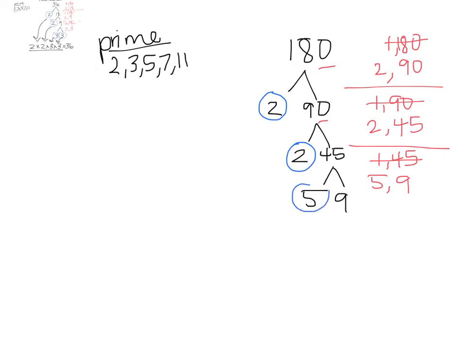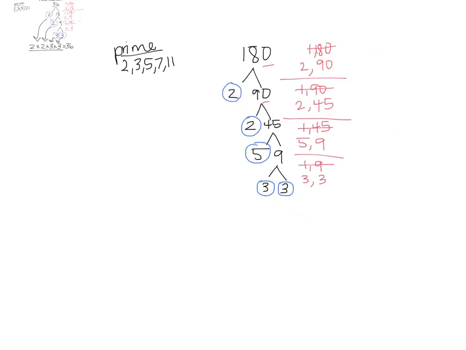5 is prime, so I'll circle it. Remember, 9 is not prime, so we have to further branch 9 off. 1 and 9 can't use. I can use 3 and 3. So I'm going to finish this off by circling my prime numbers at the end.